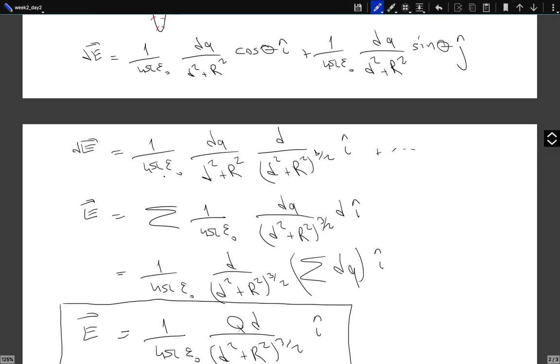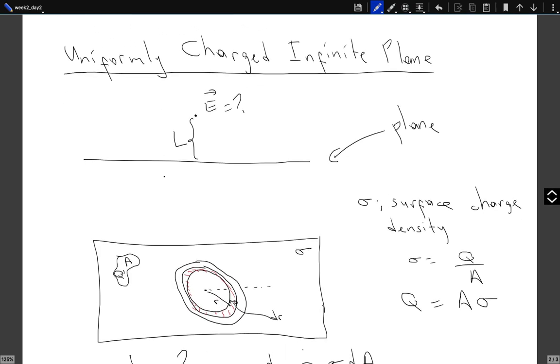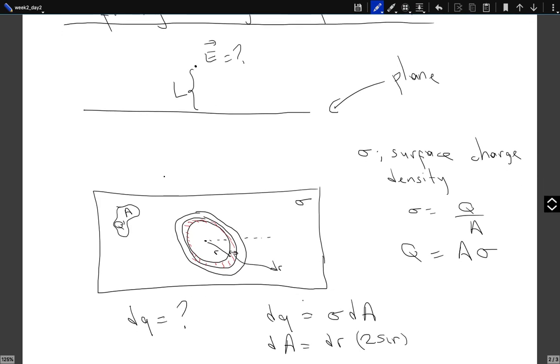Now, any questions on this ring example? Because in the next part, I will be using that ring example. Then I'll go to the other problem. An infinite plane. That is the side view.